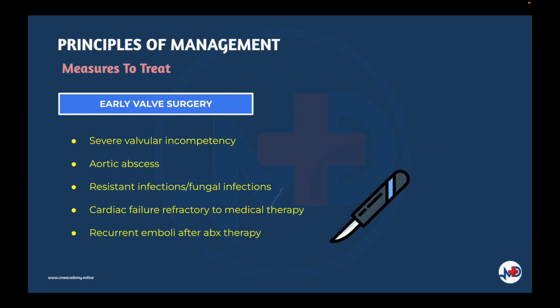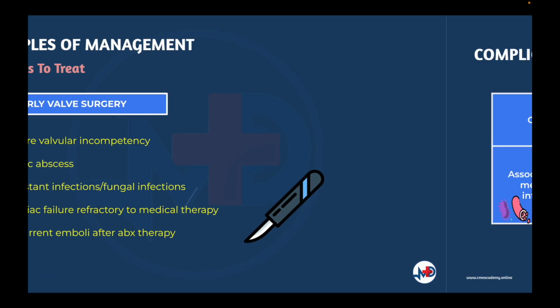Early valve surgery is indicated in severe valvular incompetency, aortic abscess, which is often indicated by a lengthening PR interval, infections resistant to antibiotics or fungal infections, cardiac failure refractory to standard medical therapy, and recurrent emboli after antibiotic therapy.